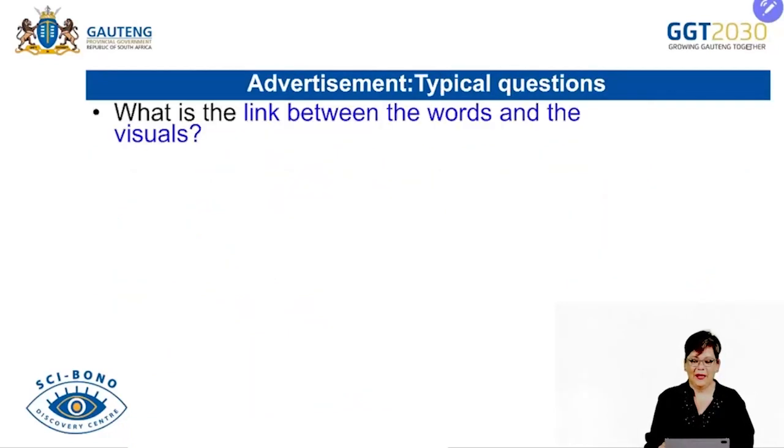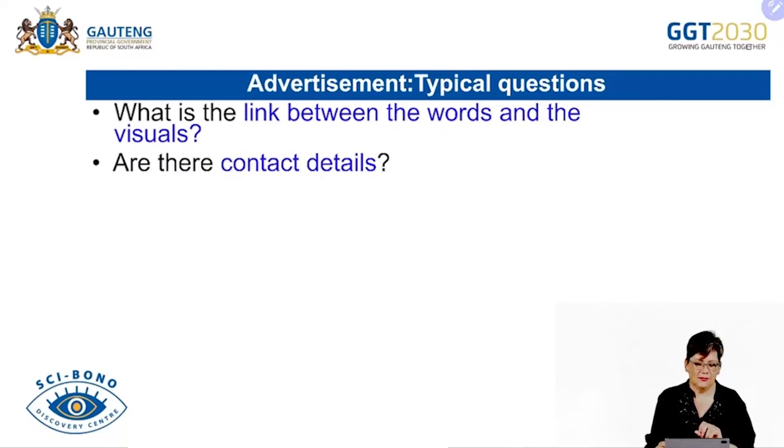Now, one of our favorite questions we always love to ask is, of course, the link between the words and the visuals. So there must be a link, just like we did with text B. There was a link between the words and the visual. In advertisements, we'll definitely find the same thing.